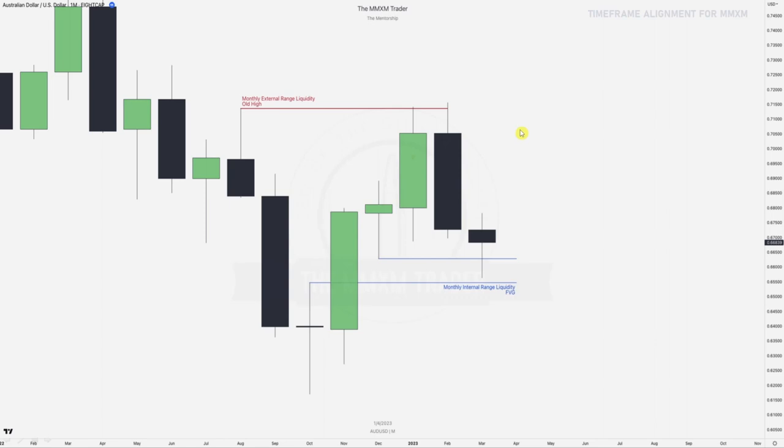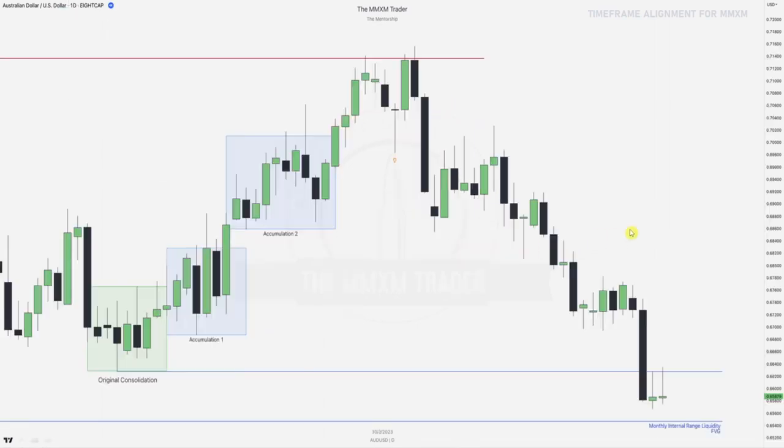All right, so we've got an Australian US dollar monthly chart, and again, keep thinking about the core concepts, right? External to internal range with order pairing. So we've hit that external range liquidity. So what is the drawn liquidity afterwards? We want to go to an internal range, right? So external to internal. What does that look like on a daily time frame, right?